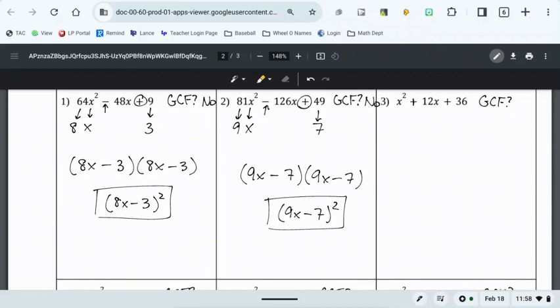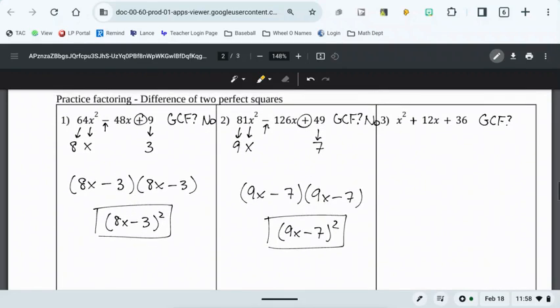All right, let's go ahead and do one more together. Let's check out number 3. There is no GCF, and our second sign is a plus sign. So we do the square root of our first term, which is 1x, and the square root of our second term, 36, is 6. So we do x. Our first sign is a plus sign. So x plus 6, x plus 6, and we rewrite it as x plus 6 squared.